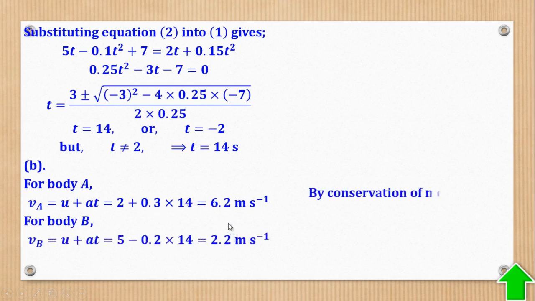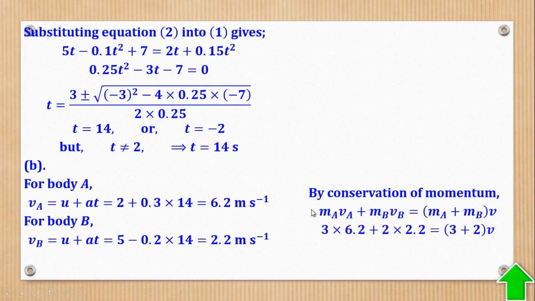And those are the ones we use when we are conserving momentum. Initial momentum is equal to final momentum, or momentum before is equal to momentum after collision. Then you substitute and make V the subject. And that's what they wanted.